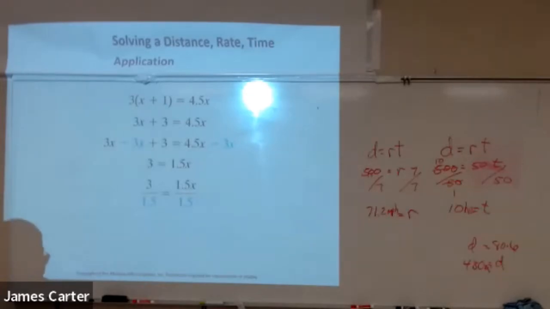Or unintended. I'm just trying to fit the variables to the problem. That's what I'm trying to do. And to me, it makes more sense to use R's instead of X's on this. Okay, but that's just me. So I divide both sides by 1.5, and I get the distance is 2 miles.